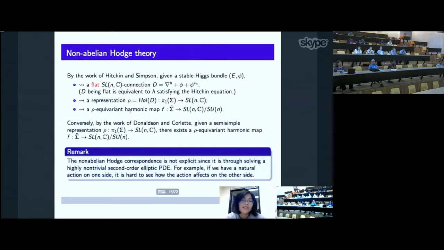So conversely, by the work of Donaldson and Corlette, given a semi-simple representation rho from the fundamental group into SL(n,C), there exists a rho-equivariant harmonic map to the symmetric space. So the main philosophy to keep in mind is that this non-abelian Hodge correspondence is not explicit because it's by solving a highly non-trivial PDE. For example, if we have an action on one side, it's hard to see how this action acts on the other side, even though we know these two moduli spaces are homeomorphic.